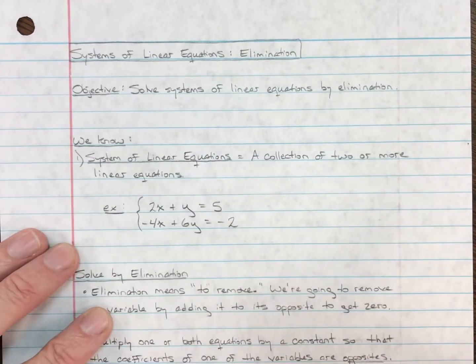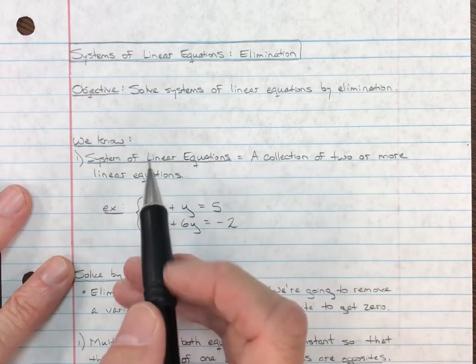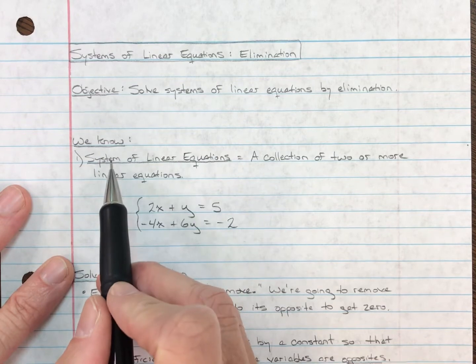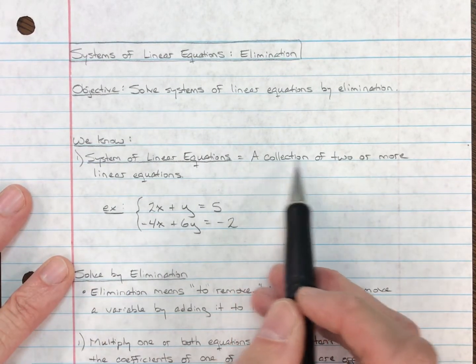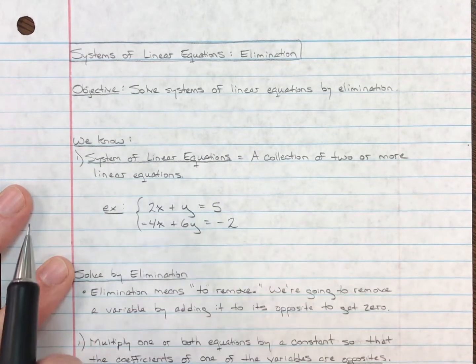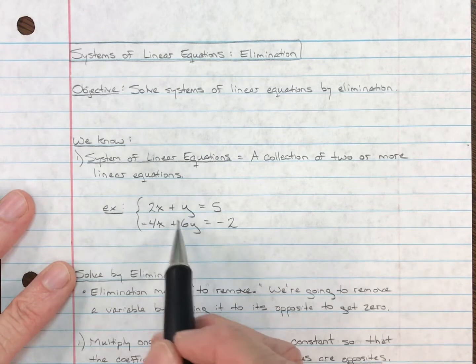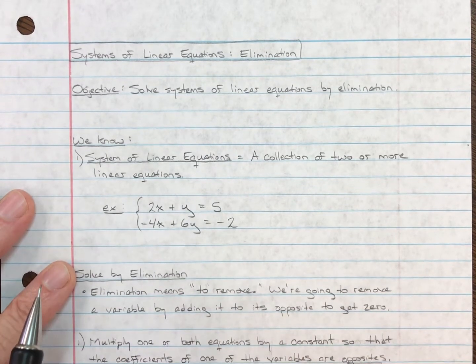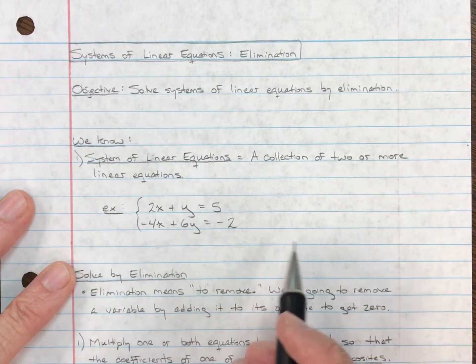So on to elimination. What do we want to remember about this? We want to remember that we know what a system of linear equations is. It is a collection of 2 or more linear equations. And for the most part, we're going to stick to 2 linear equations in 2 unknowns. We'll go to 3 equations and 3 unknowns in future video lectures.